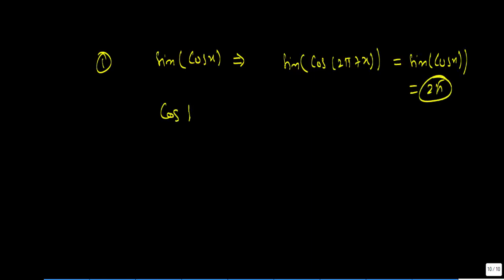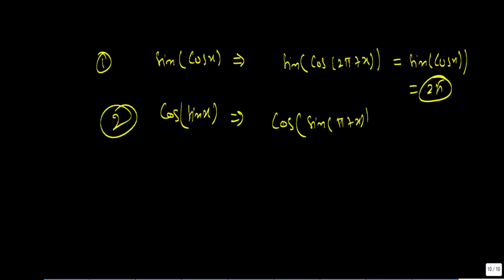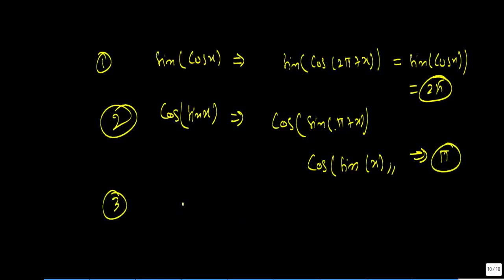But if I say cos of sine x, what is the period of cos of sine x? For cos of sine x, if I do pi plus x, sine of 180 plus theta will be minus sine theta, and cos of a negative becomes positive cos only. So cos of sine x is still the same. So in this case your period is pi. Keep that in mind.